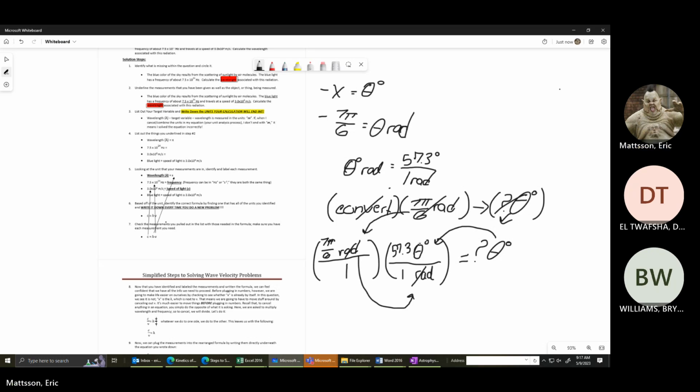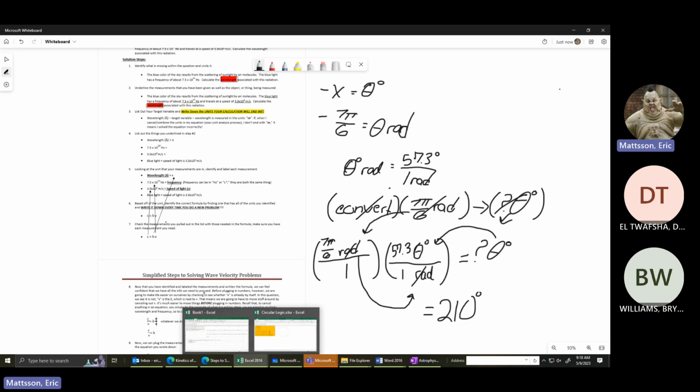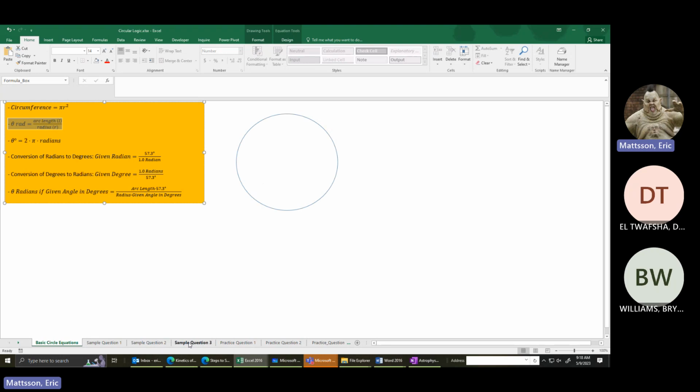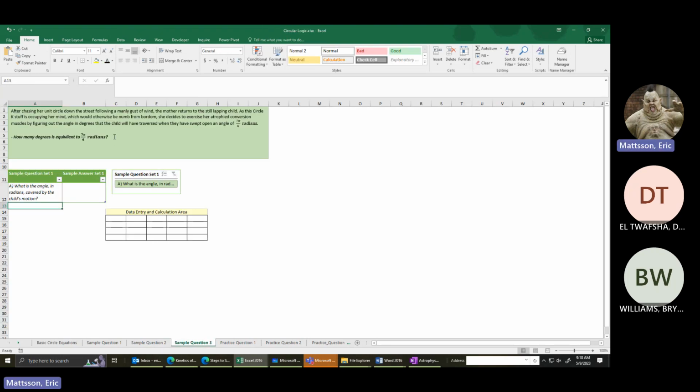Times 7 times pi divided by 6. And we have 210 degrees. 210 degrees. So we go punch that, fill that in. We have 210 degrees is there.